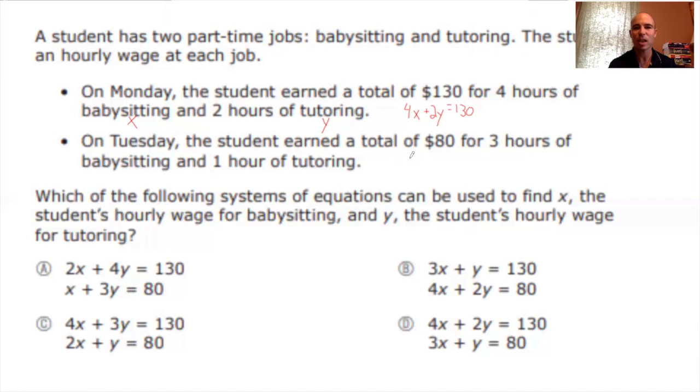Tuesday, $80. So it's all going to equal $80 in the end, right? 3 hours of babysitting, which remember you guys was x, right? 1 hour of tutoring, which remember you guys was y. And let's see if this system matches any of our choices here. I think it matches D. And it does. So D is the correct answer.